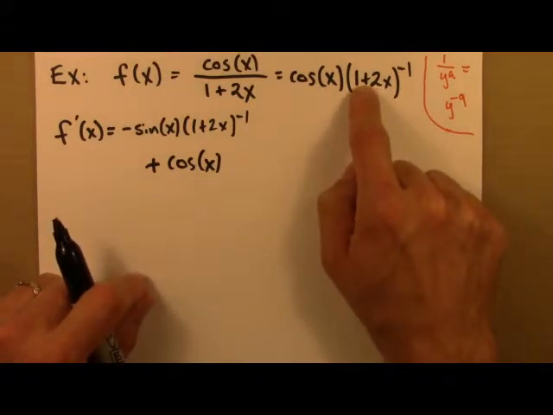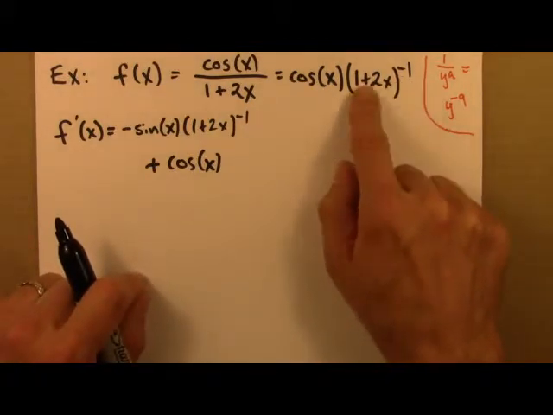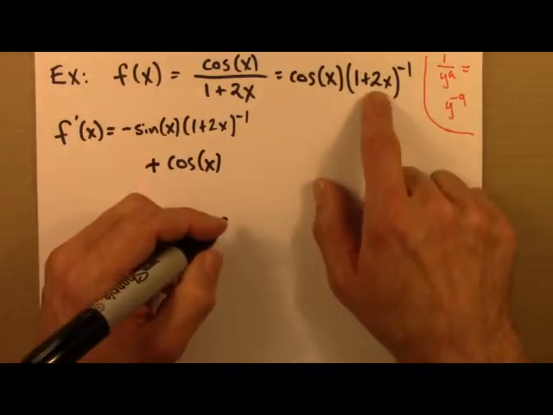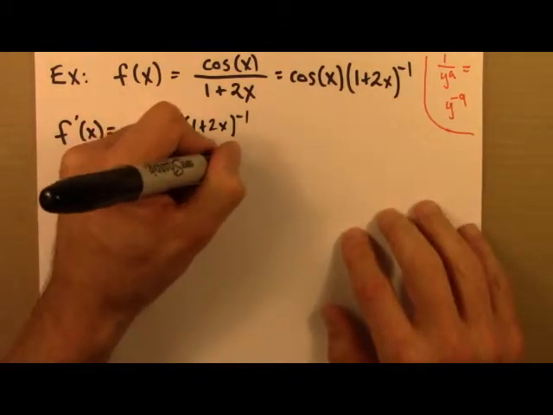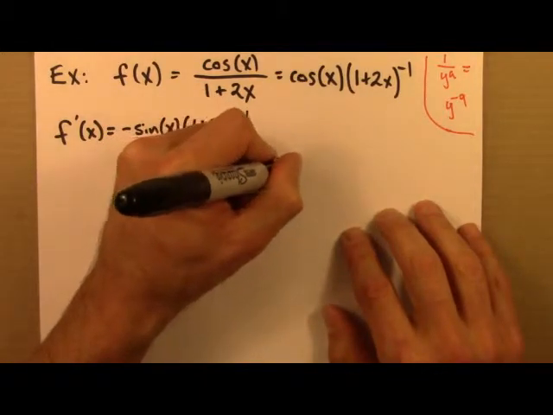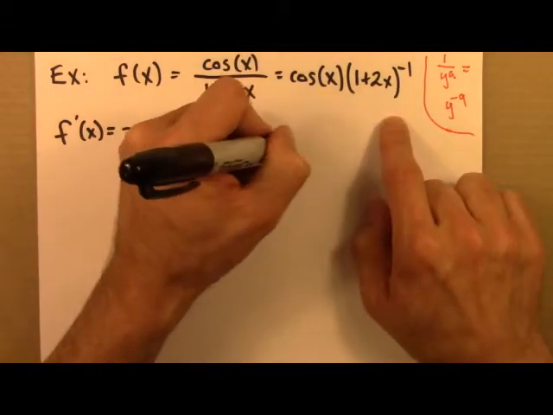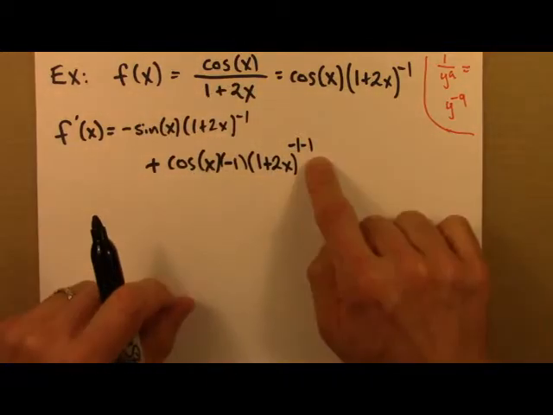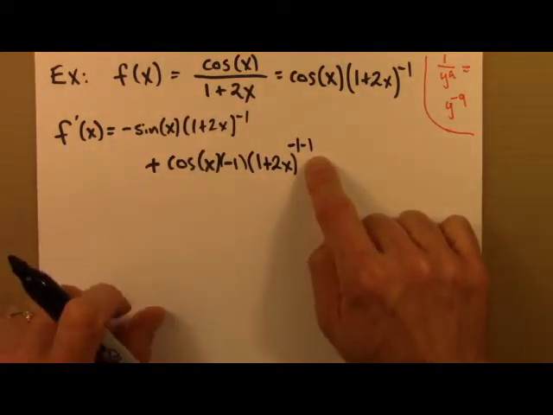So the derivative of blah to the minus 1, well, that's a power function. And the derivative of that, I bring down the minus 1, blah stays blah, and upstairs is minus 1, which is minus 2. But we're not done.